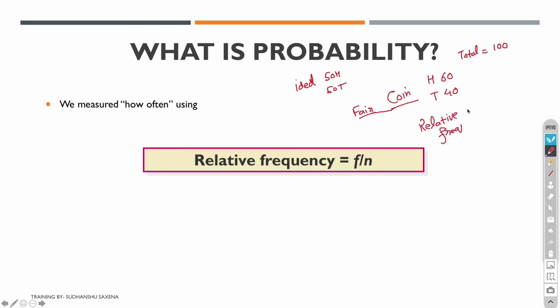The relative frequency of me getting tail would be equal to the number of times I got tail divided by the total number of experiments which have happened. So I would write the frequency of tails divided by 100. Notice that it's a relative frequency, it is not the probability. So f_t would be the frequency of tails divided by the total number of events, where n is the total number of events I have.